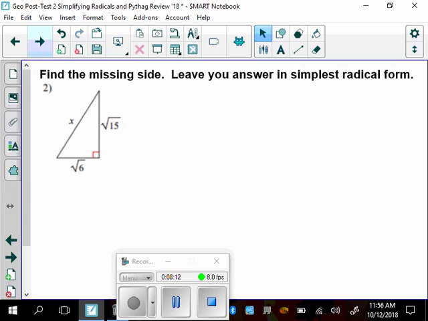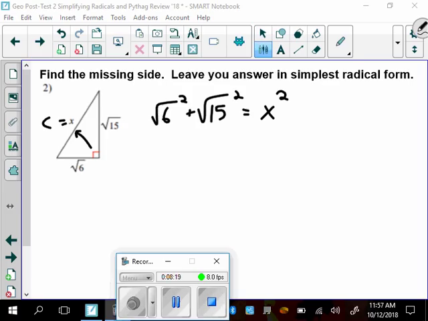All right, so the first thing I want you to do is figure out which side is going to be our C, and then set up the Pythagorean theorem. So I always try to find the right angle first. Side across from that has to be my C value, okay? And these 2 sides are also radicals. When I square a radical, square root will cancel it out.